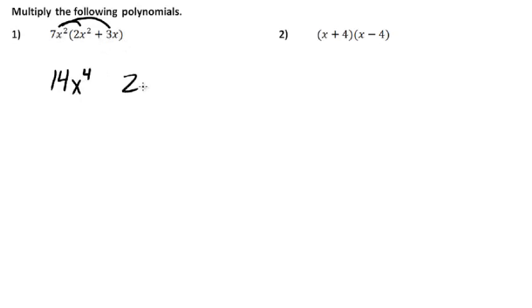Then we take 7x squared times 3x. 7 times 3 is 21. X squared times x is x to the third. And we are adding because both of these are positive. So that's what we get when we distribute.